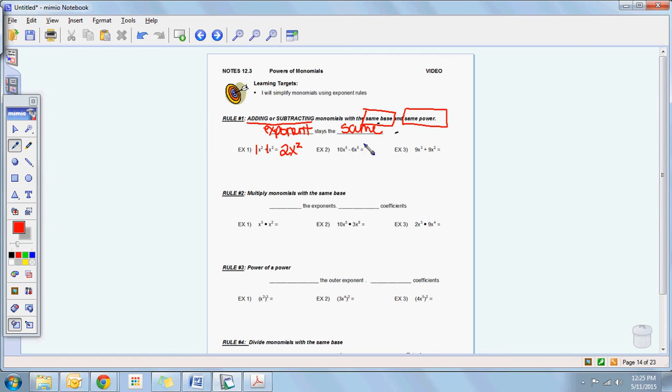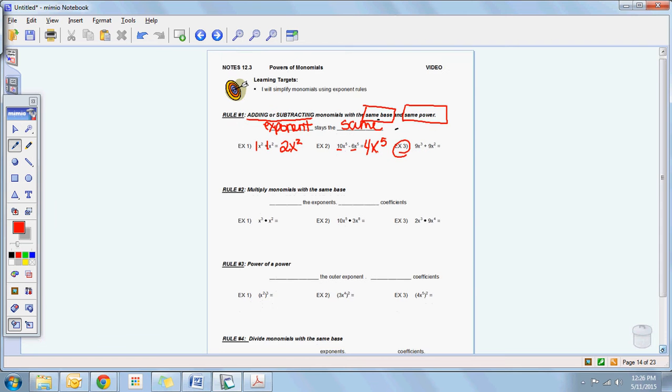Here they're asking me to subtract. Same base, same power. So I'm going to have x to the 5th. And then I'm going to subtract the coefficients. 10 minus 6 is 4. I'm going to ask you to try example 3 on your own using that rule. Good luck.